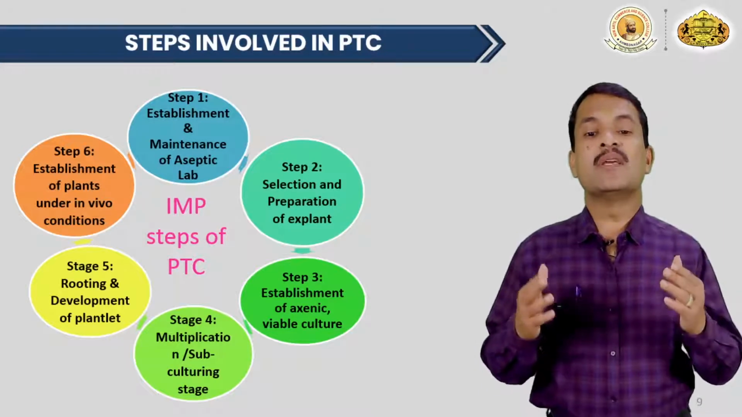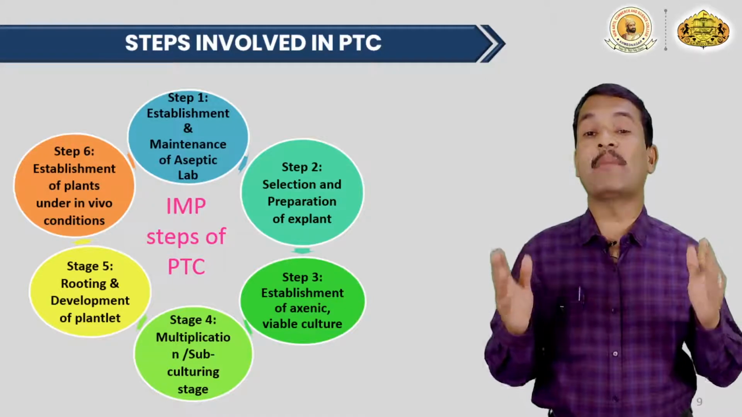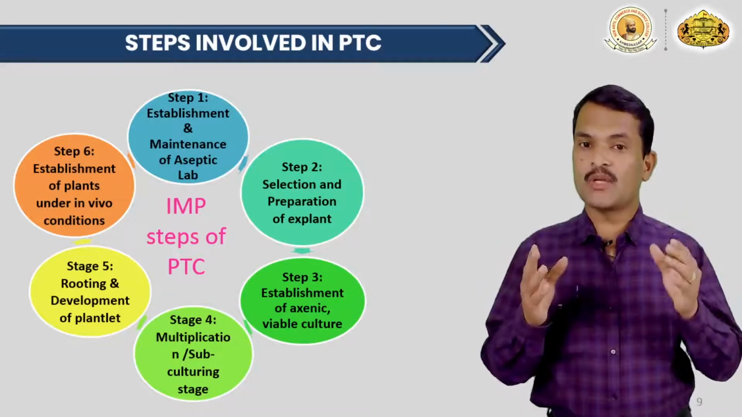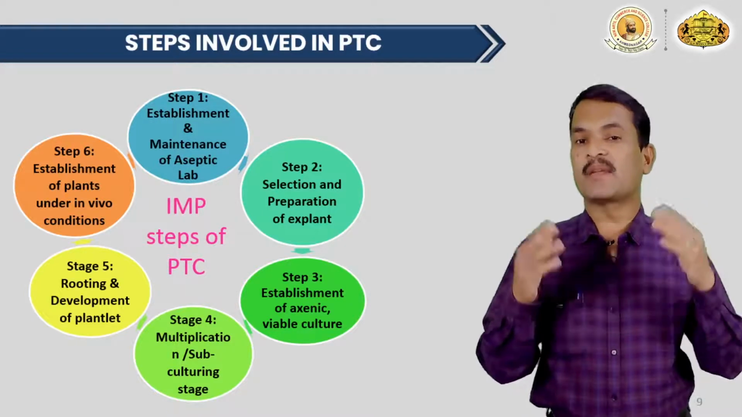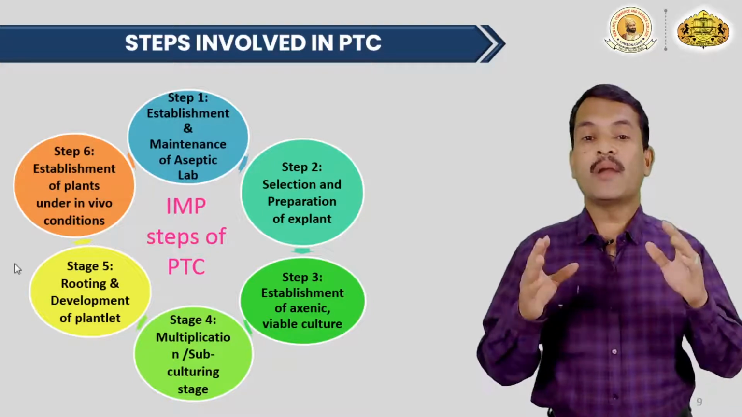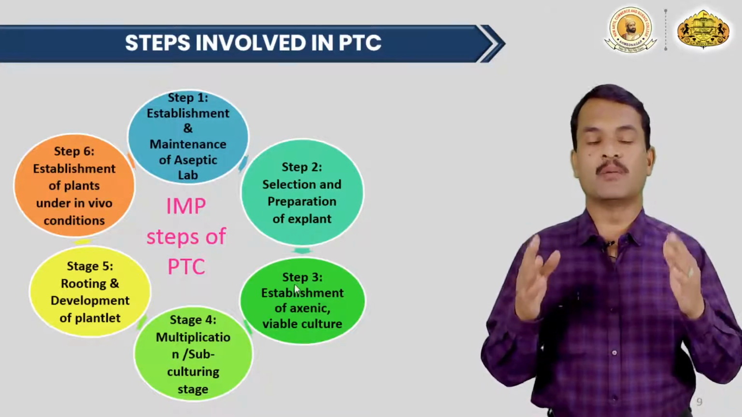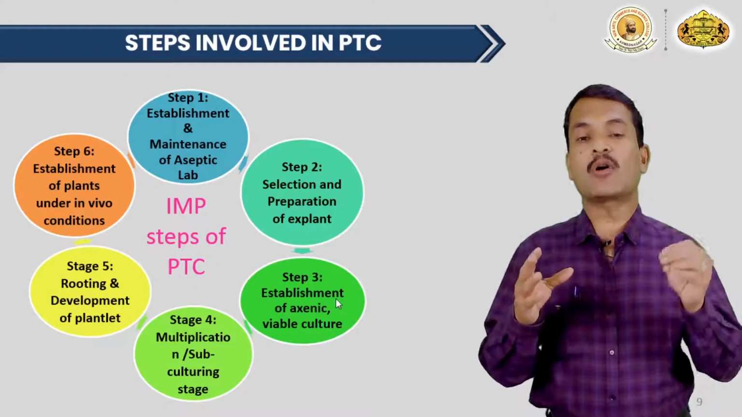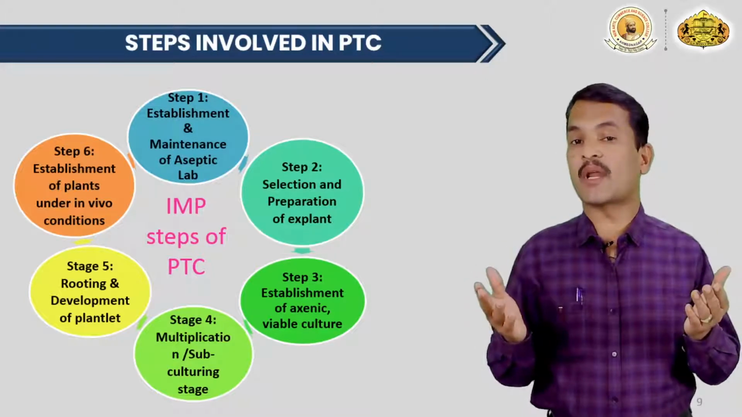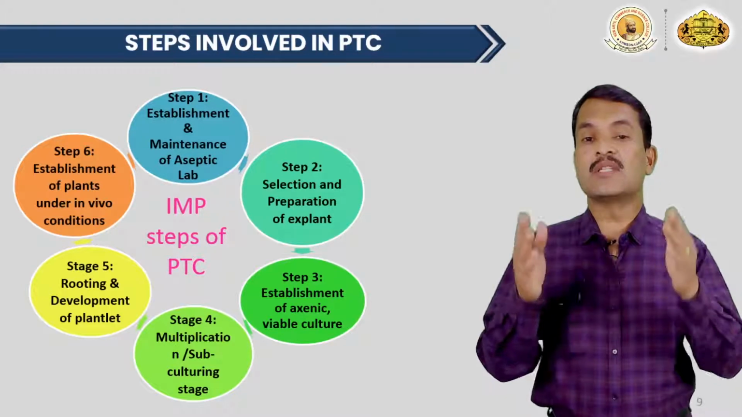Then the third step is the establishment of the culture, what we say the axenic viable culture. So the culture which is free from microorganisms. We need to take that explant, prepare that explant, and in the third step we are going to inoculate it on the media and allow it to grow. When we grow that explant after inoculation, there should be no growth of other organisms. That means no contamination must be there. So this thing is very important.